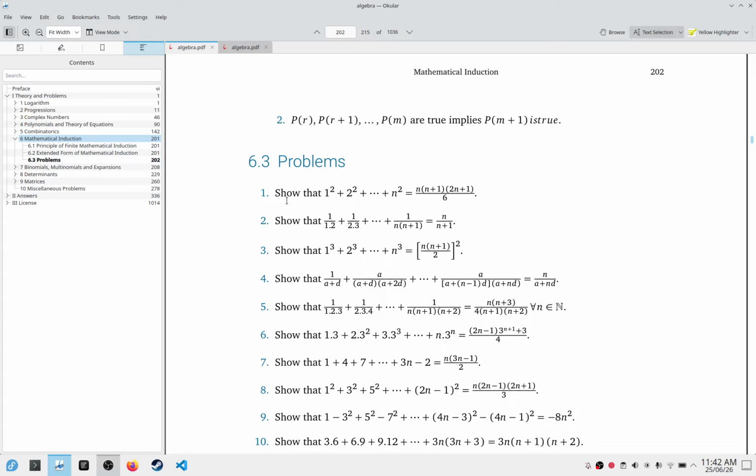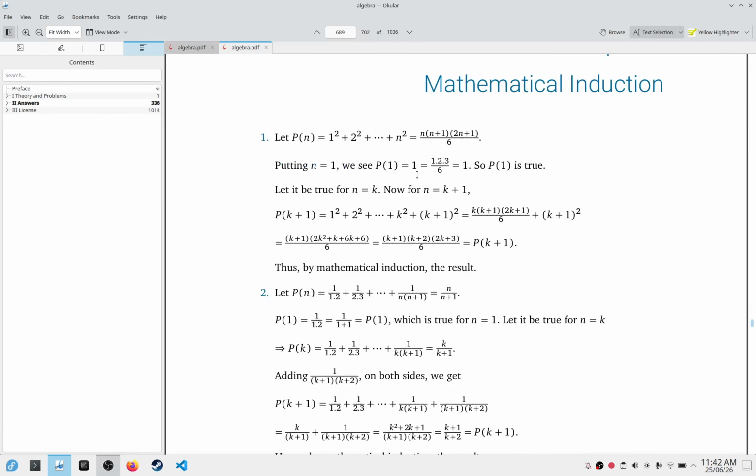The first question says: show that 1 square plus 2 square through n square is equal to n into n plus 1 into 2n plus 1 by 6. So we let n equal to 1. We see P1 is 1 square on the left hand side, and on the right hand side we substitute n equal to 1 and get 1 into 2 into 3 by 6, which is equal to 1. So P1 is true.